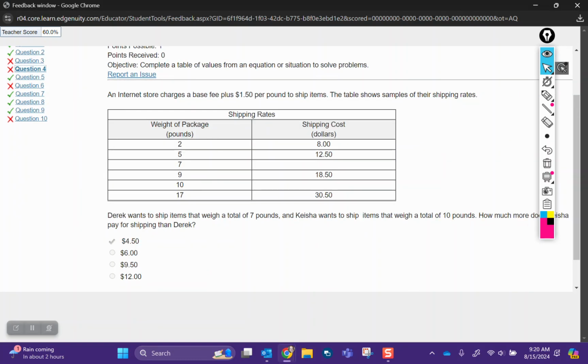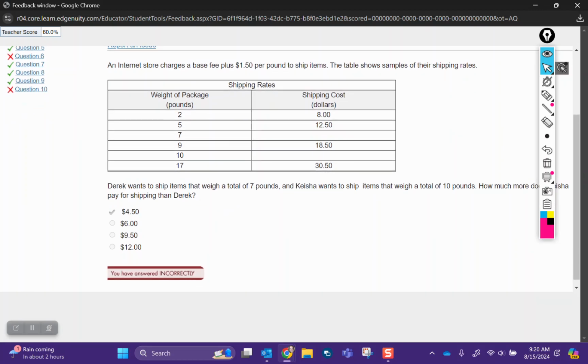Question 4, an internet store charges a base fee plus $1.50 per pound to ship items. The table shows samples of their shipping rates. Derek wants to ship items that weigh a total of 7 pounds, and Keisha wants to ship items that weigh a total of 10 pounds. How much more does Keisha pay for shipping than Derek? So it looks like this question wasn't even answered.